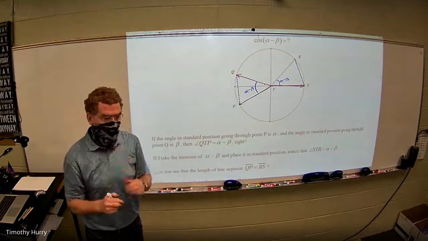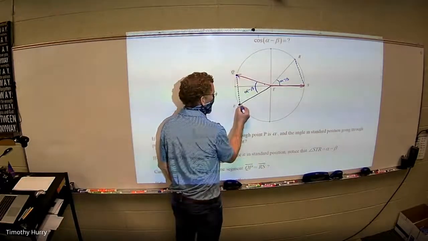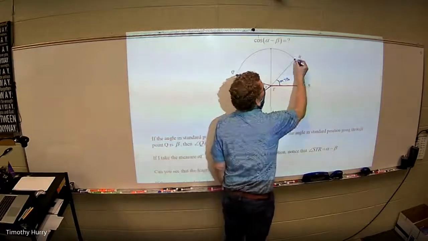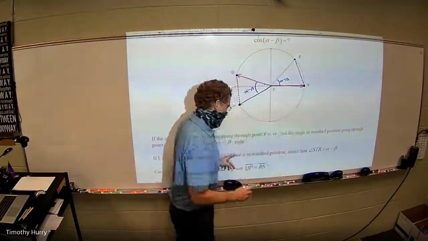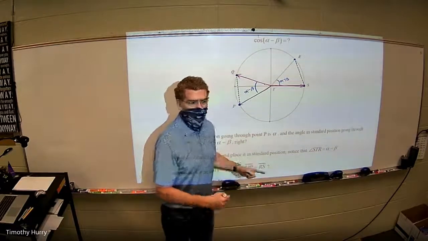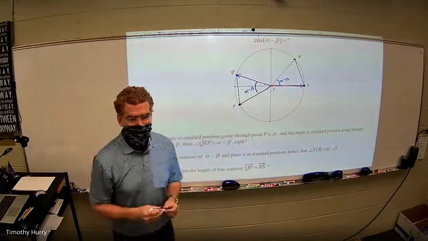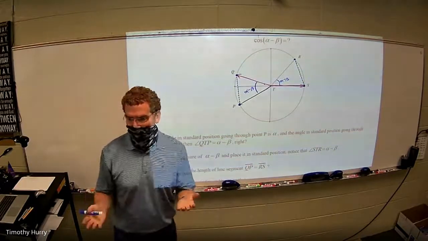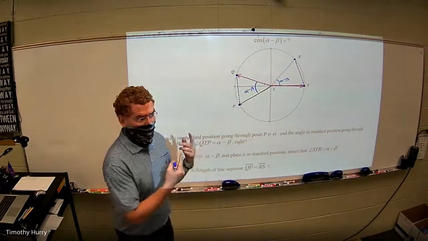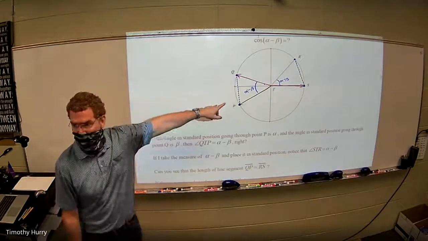What they're going to do now is find the distance from Q to P and the distance from R to S. And they're going to say if those distances are equal, then I'm going to have an expression with a whole bunch of trig stuff in it. You'll see that in a second. And if I have a whole bunch of trig stuff in there, maybe I can find a way to get cosine of alpha minus beta out of it. Let's see, because there is an alpha minus beta in there.